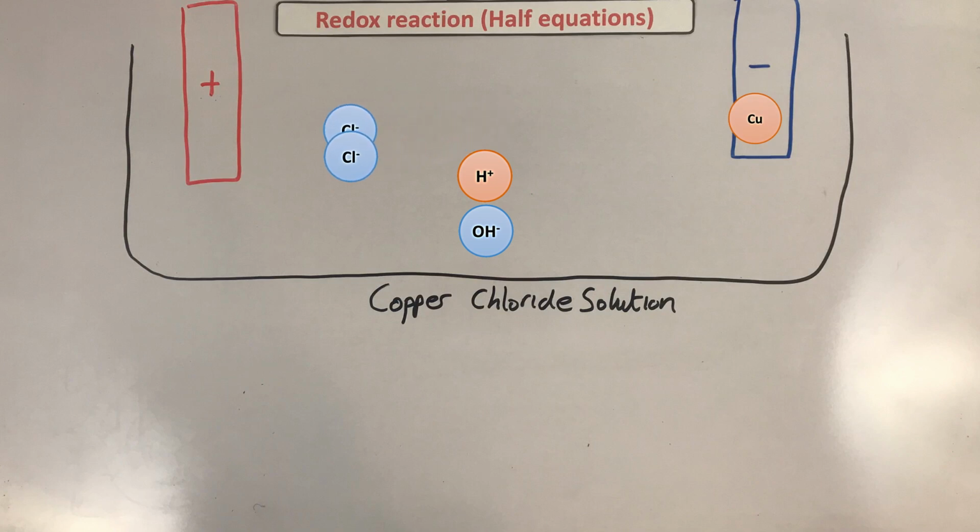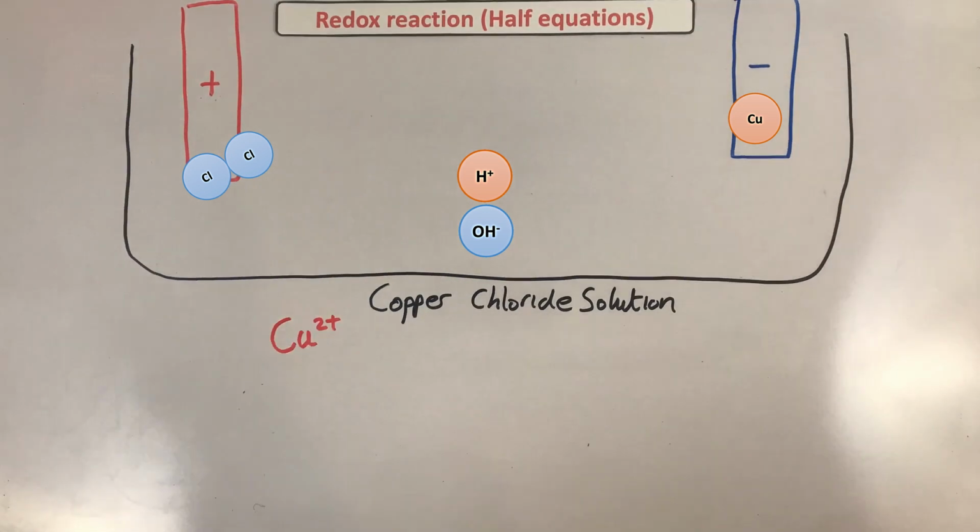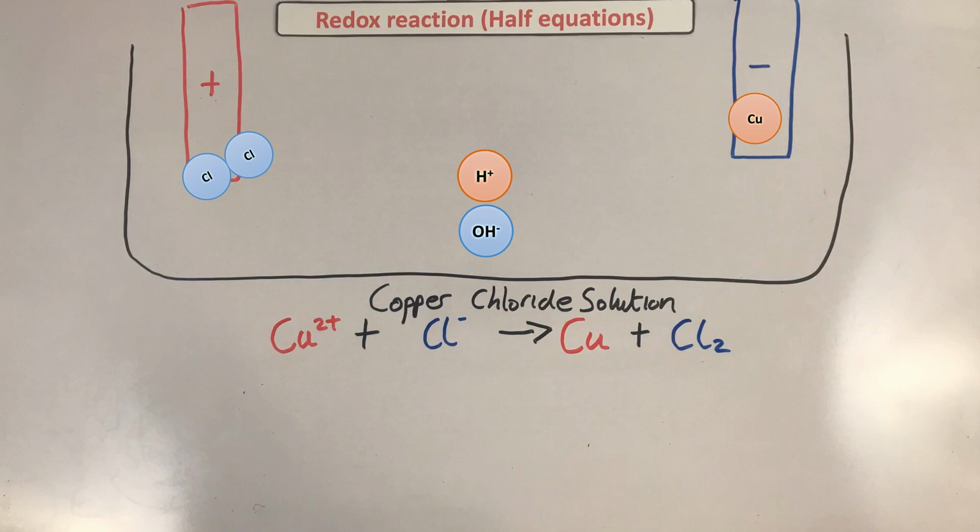And our anion has a -1 charge, and we have a neutral molecule forming. So for our equation, we have a copper 2+ ion and a chloride negative ion forming a copper atom and a Cl2 molecule, a chlorine molecule.